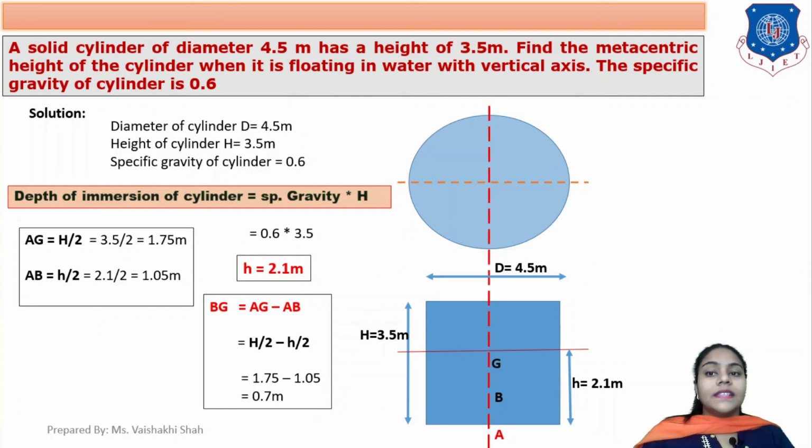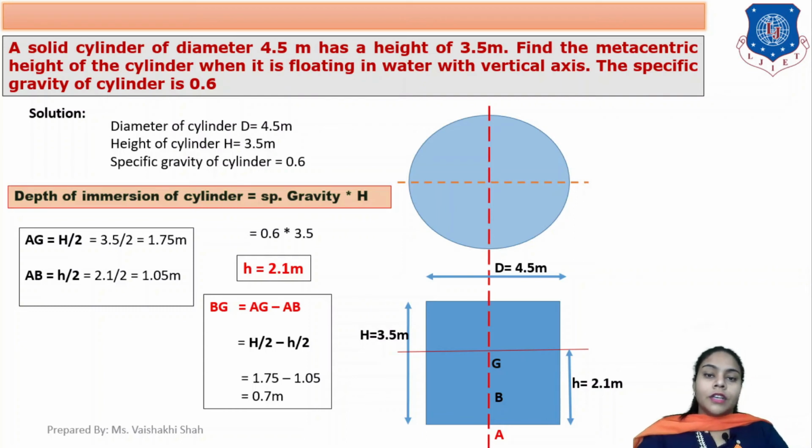a solid cylinder of diameter 4.5 meter has a height of 3.5 meter. Find the metacentric height of this cylinder when it is floating in water with its vertical axis. The specific gravity of the cylinder is 0.6. This data is given to you.